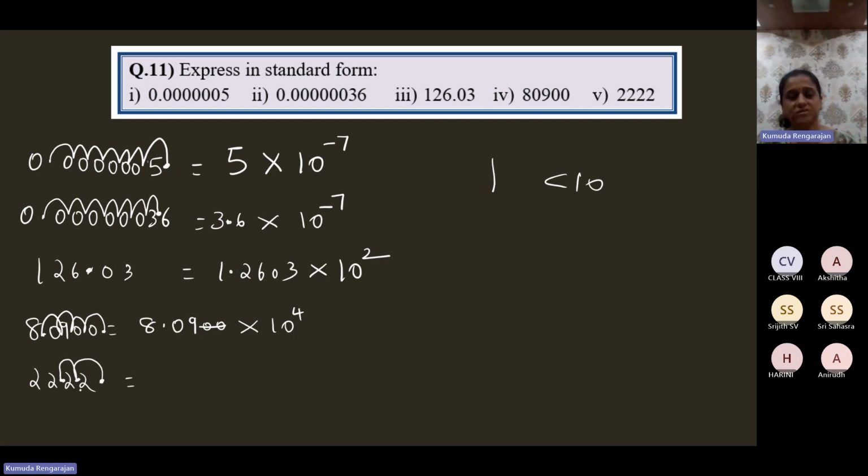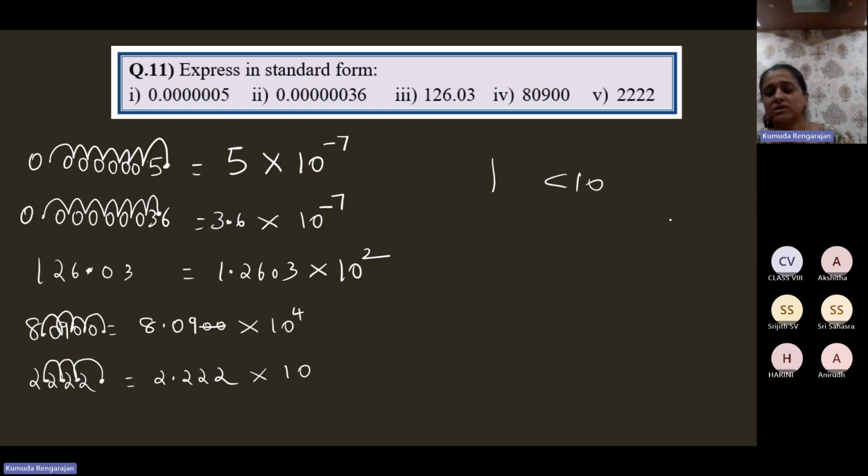22.22, ma'am. Is it more than 10? Yes, ma'am. It's more than 10. Okay, so now we'll move it here. What's the value? 2.222, ma'am. Is 2.222 more than 1 and less than 10? Yes, ma'am. Yeah. So the first part is 2.222 into 10 to the power.